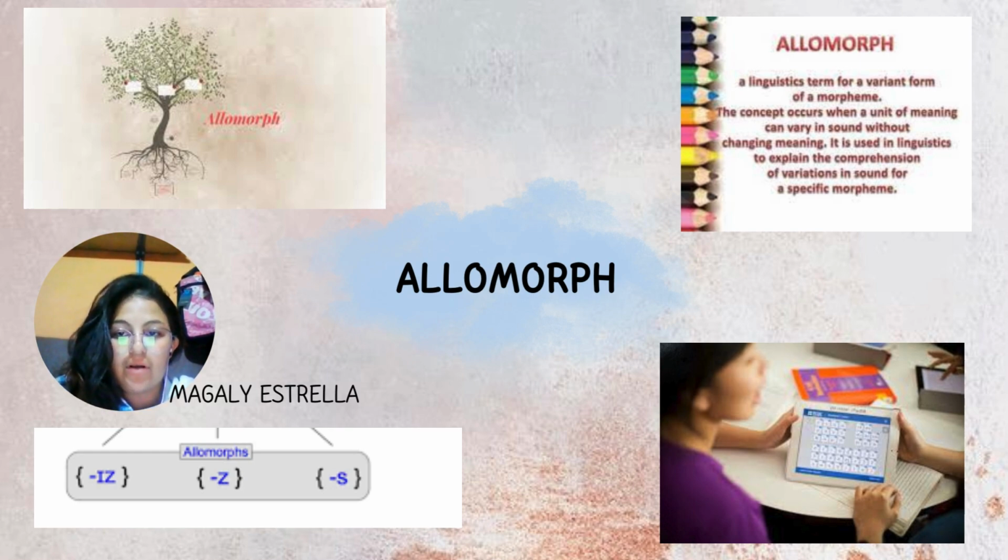For example, in English, the morpheme indicating plurality has three allomorphs: S as in cats, Z as in dogs, and IZ as in horses. These different sounds are realizations of the same plural morpheme but change depending on the final sound of the word to which it is added. All allomorphs can be determined by phonological, morphological, or even lexical factors.